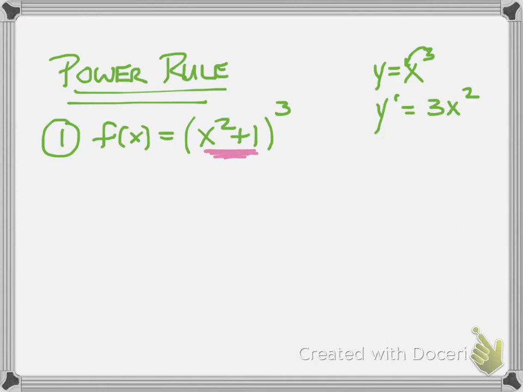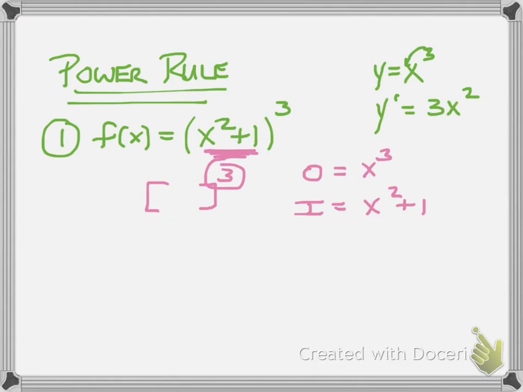The outside function is something being raised to the third power. In this case, the inside function is that piece that is being raised to the power. So the outside is really the power itself, and the inside is really the x squared plus 1. So in a case like this, let's make the outside function x cubed, and let's make the inside function x squared plus 1.